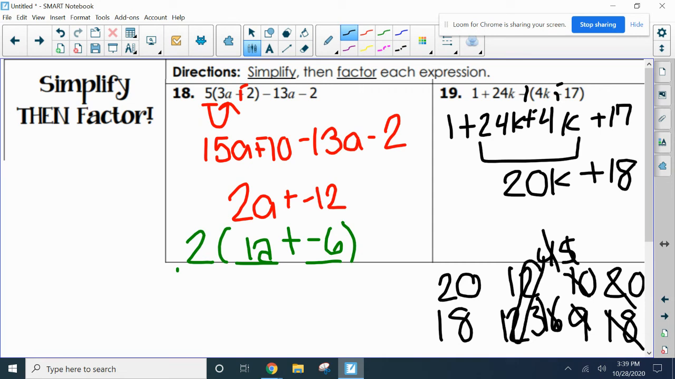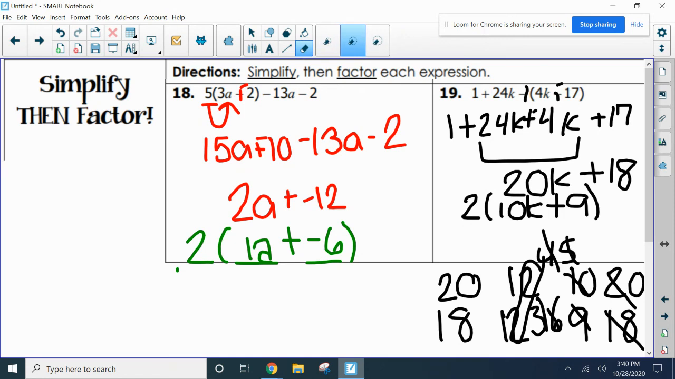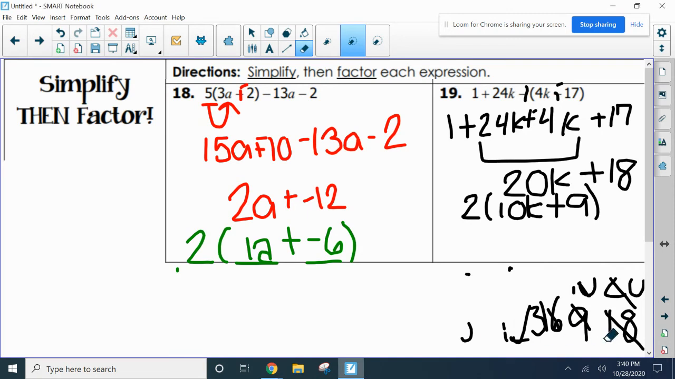All right, so I can pull a factor of 2 out of both of those. And I know that 20 divided by 2 is 10. Leave our k. And 18, bring down our plus, 18 divided by 2 is 9. Those two share no factors except for 1, so I know that I went big enough. So I am done.